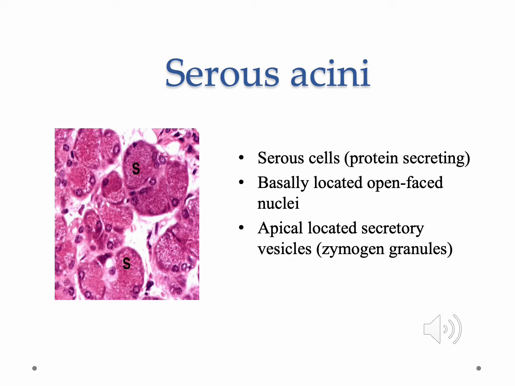and we can see that open-faced, basally located nucleus. And interestingly, it's often difficult to even appreciate a lumen within some of these serous acini. And this is one because the lumen is quite small, and due to artifact in sectioning through a gland, sometimes we're not actually seeing the lumen at all.